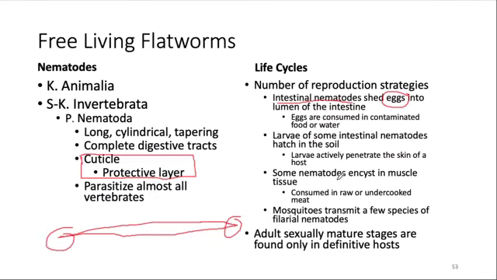There are others that will encyst in the muscle, and so when the muscle is consumed as food and it's not cooked well, they are then transmitted. And then you have others that are transmitted by vectors such as mosquitoes. The adults become sexually matured in the definitive host, and in the instance where human beings are typically the definitive host, in terms of the ones that we're looking at, the sexual maturity will take place in the humans.